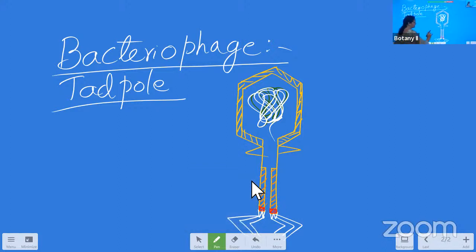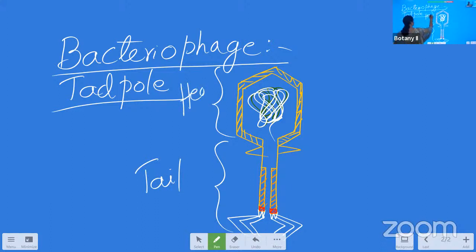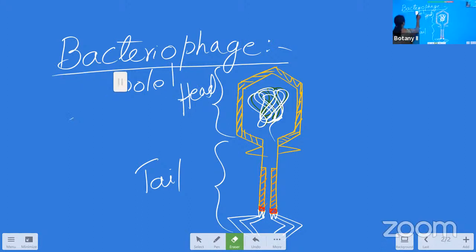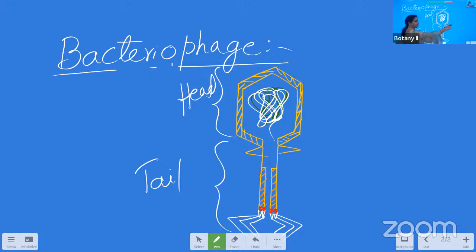Okay, this is the diagram for the bacteriophage. The bacteriophage has a tadpole shape, and the body of this bacteriophage can be divided into two parts, head and tail portion. Okay, this head and tail we have to write on the left side of the diagram. On the right side you have to give the proper labeling. Both should not be combined.